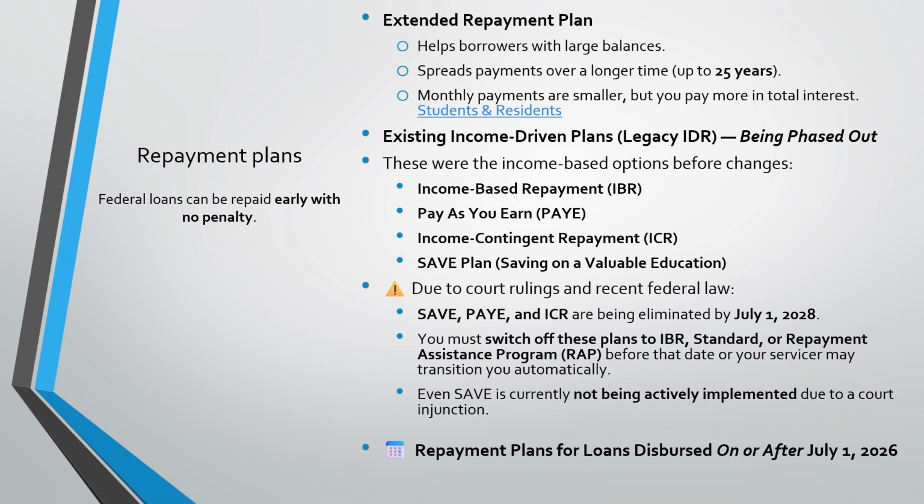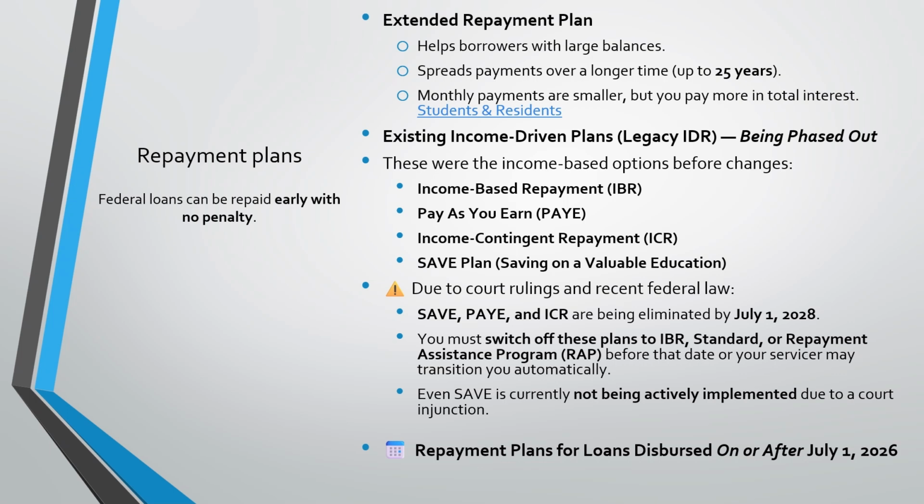Some income-driven repayment plans are considered legacy plans and are being phased out. These include income-based repayment, pay-as-you-earn, income-contingent repayment, and the SAVE plan. Borrowers may need to transition to other plans before required deadlines. Loan repayment options for loans disbursed on or after July 1st, 2026 may differ. Always review current options at studentaid.gov or with your loan servicer.